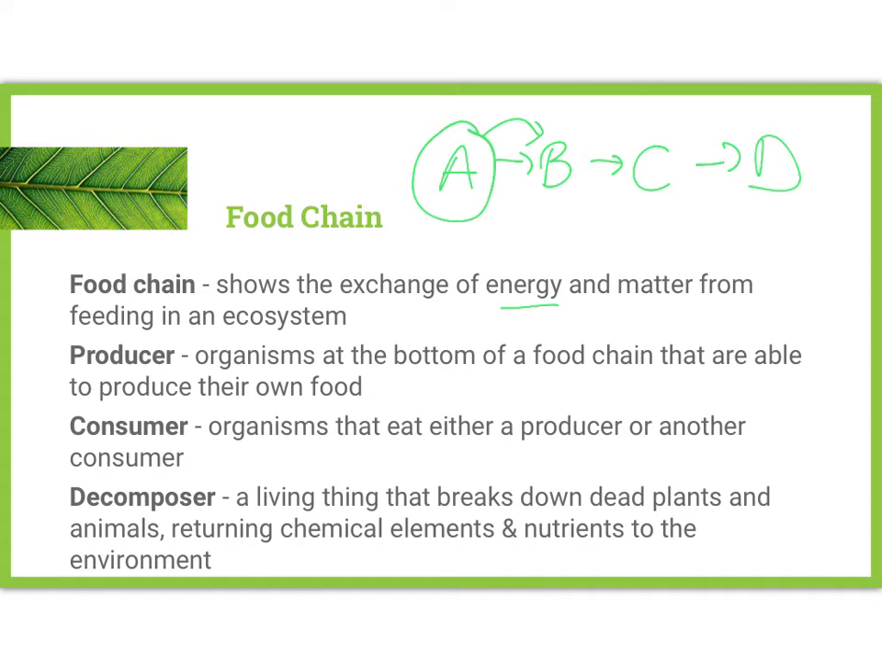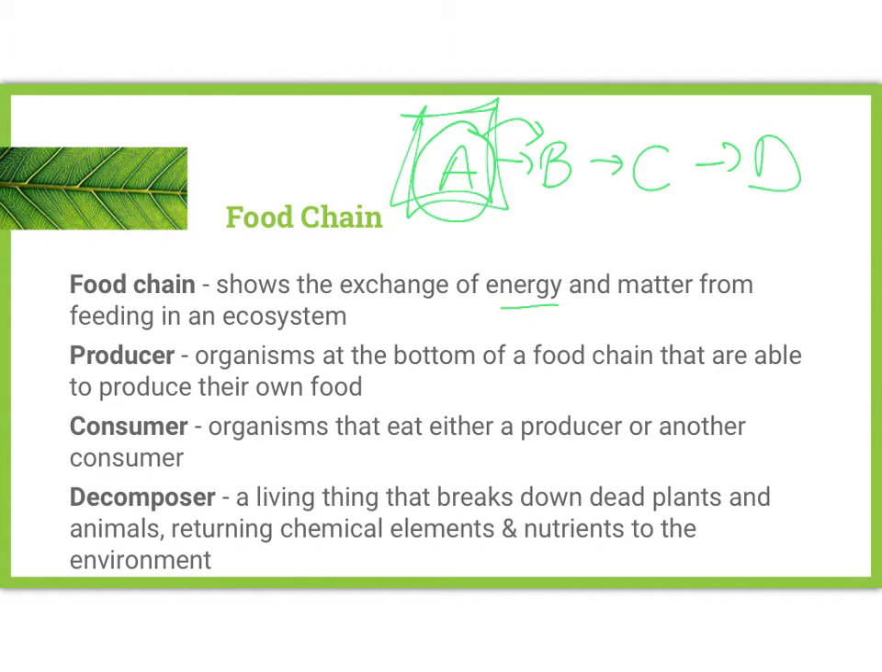There's also an exchange of matter. So there's an exchange of nutrients and chemicals and vitamins. Things to note within a food chain. A producer is an organism at the bottom of a food chain. So a producer would be A in this case.